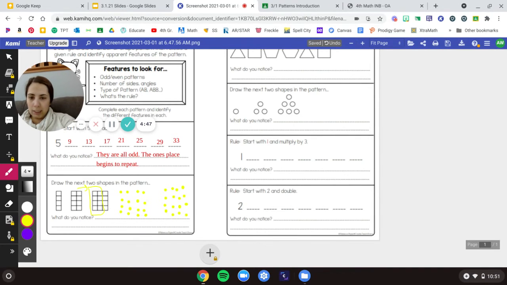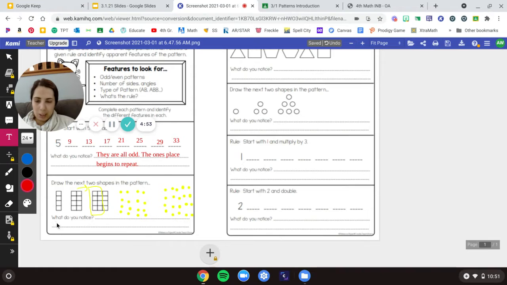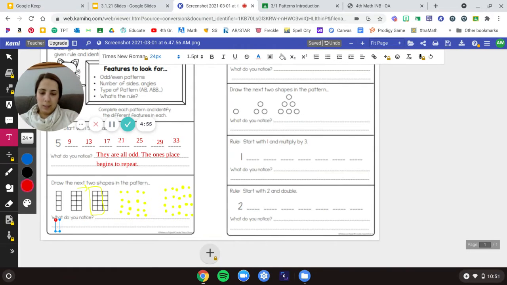I have my 4 again, and I add another column. So something that we noticed, the shape grows wider by a column of 4 each time. It keeps getting wider across, never gets taller, gets wider, and it goes by 4 each time.